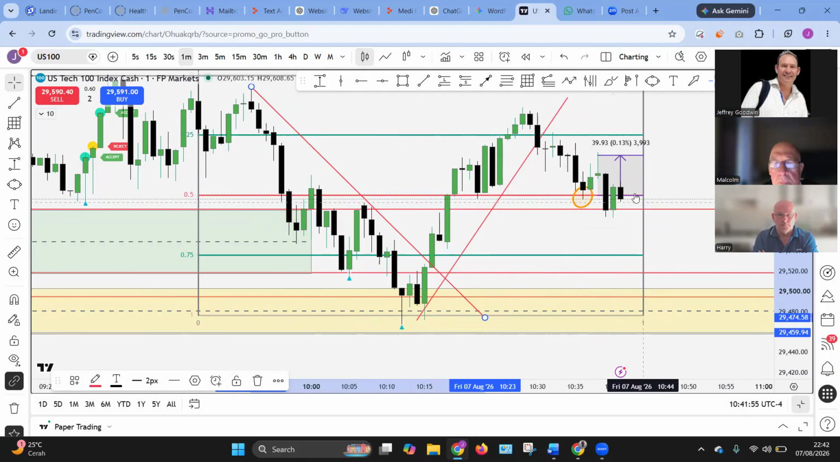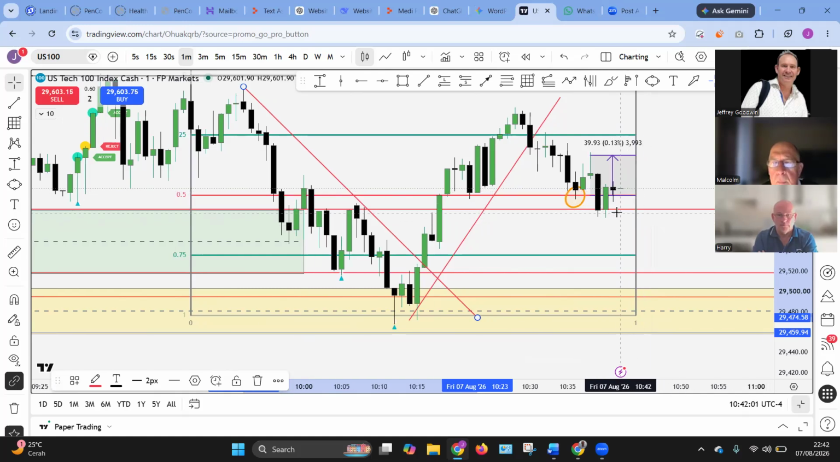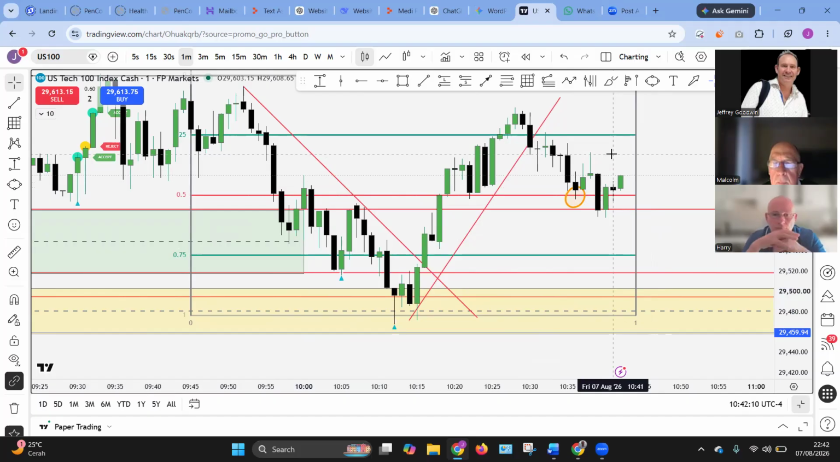Now, normally when I see a black, green, and black, if it does go that, I would tend to think it's going to come down. But it just stopped there. So it's hopefully showing its true colours.